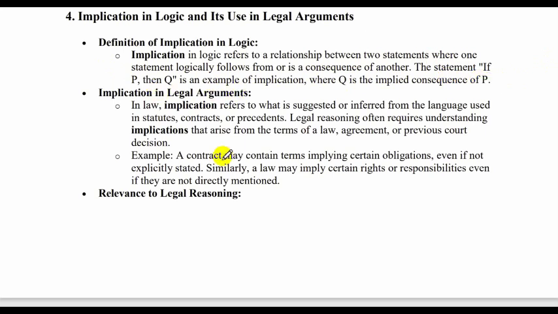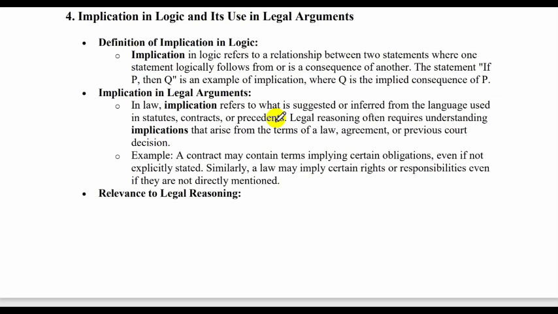Implication in legal arguments. In law, implication refers to what is suggested or inferred from the language used in statutes, contracts, and precedents. So when you read a statute or an act and you come to some kind of conclusion from that, that itself is the implication, meaning we read the laws, we read the statutes, we read the acts, and it implies something. So it is an implication.